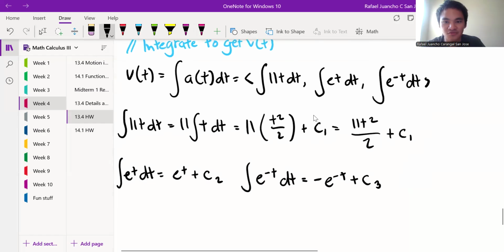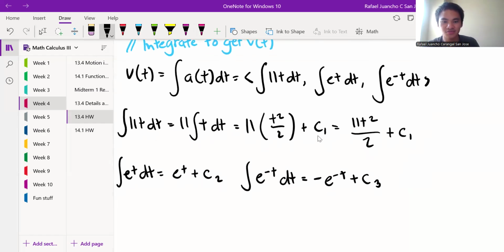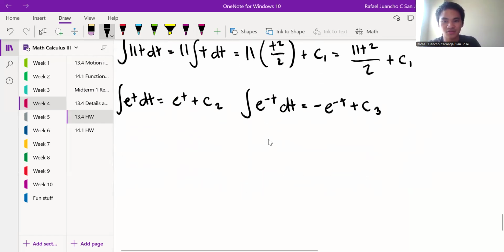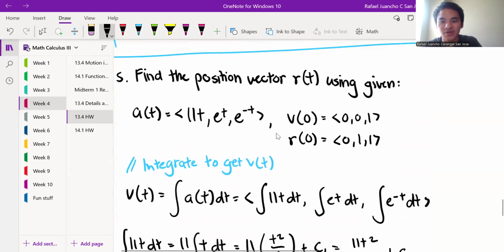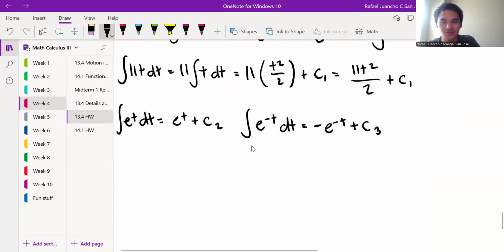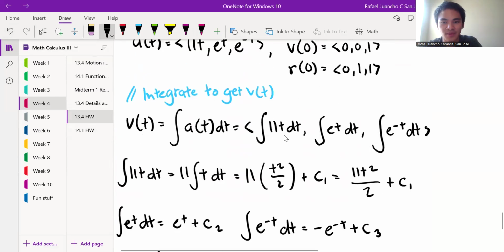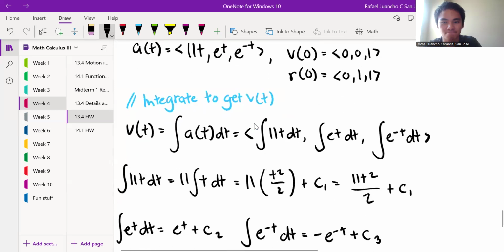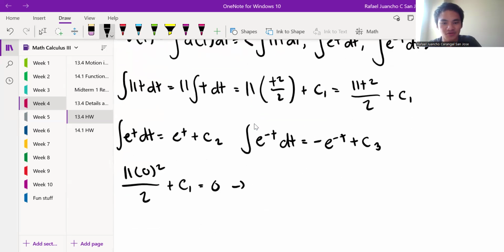Okay, and then from here we find these constants. So let's do that. What information do we have about v? Well, at t equals 0, we have 0, 0, 1. So we plug in 0, right? So here we're at our x component. C1 is equal to 0. And so here my C1 is just 0.